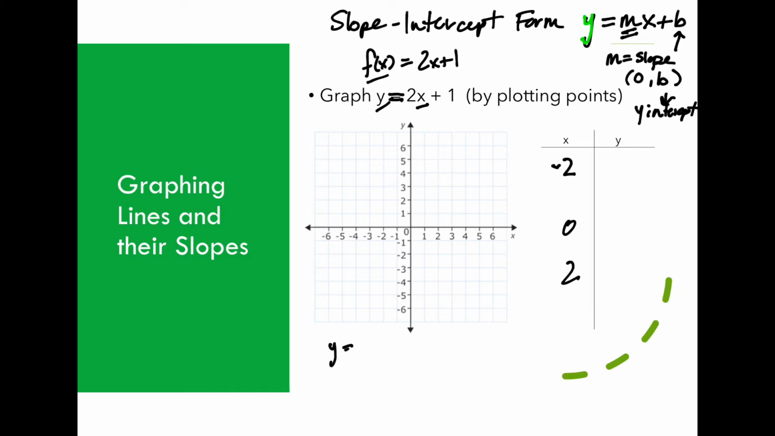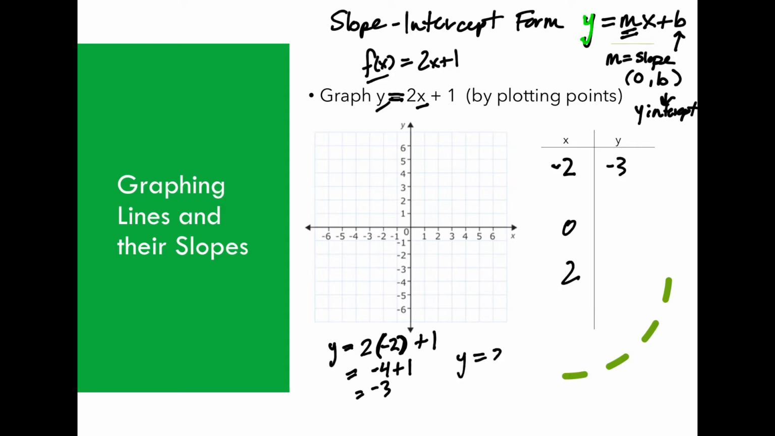So plugging -2 in for x then, and rewriting this, whenever you substitute into a formula, always use parentheses. This especially becomes important with x squared, as we'll see down the road here. But this gives me -4 plus 1, which is -3. So -2 is paired up with -3.